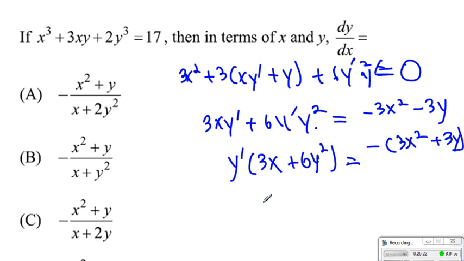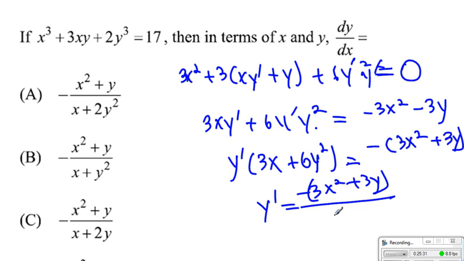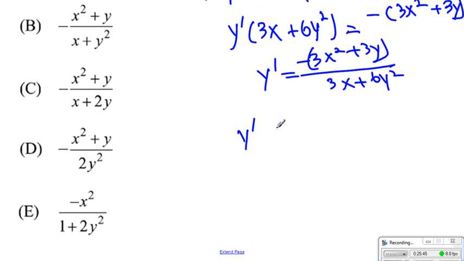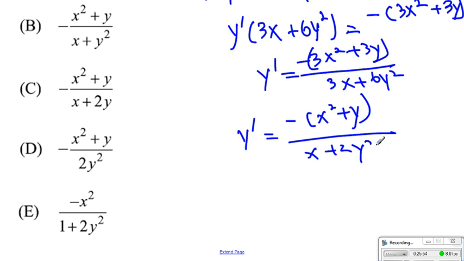Therefore, our final answer becomes negative 3x squared plus 3y divided entirely by 3x plus 6y squared. There it goes. But we can cancel out all the 3s, and our final answer becomes y prime is equal to negative x squared plus y, and the denominator becomes x plus 2y squared.